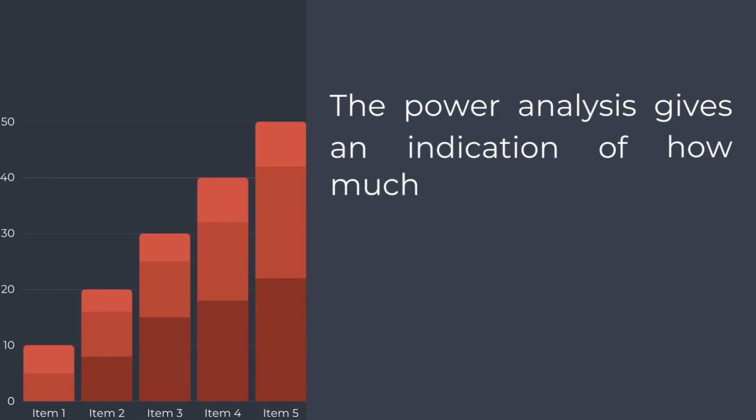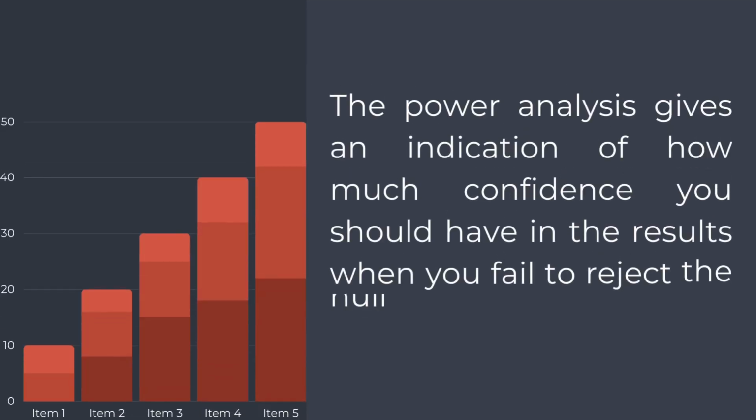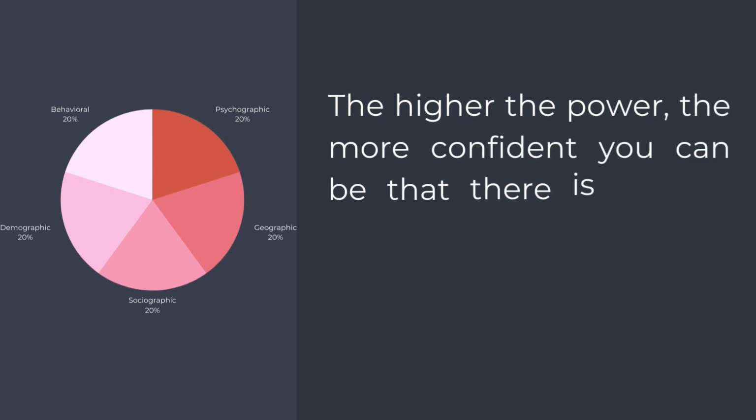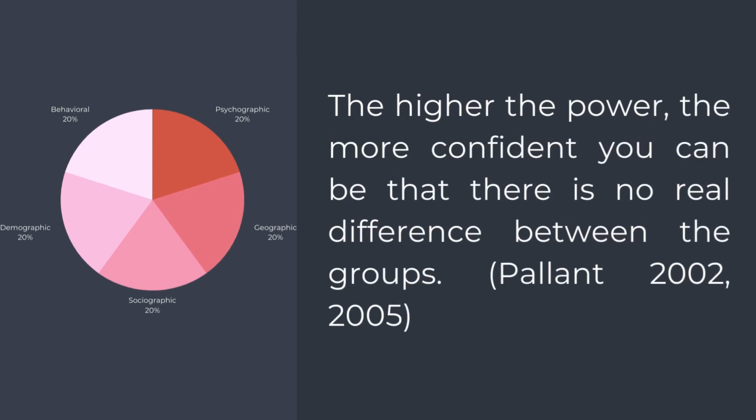The power analysis gives an indication of how much confidence you should have in results when you fail to reject the null hypothesis. The higher the power, the more confident you can be that there is no real difference between the groups. It means that if we are having a high Cohen's d or eta squared value, we are very much confident about the outcome of our results.